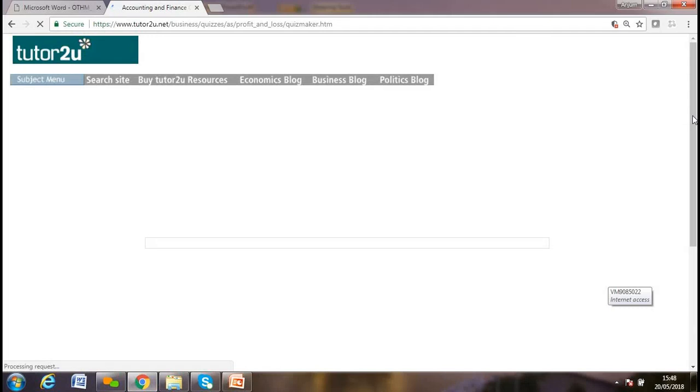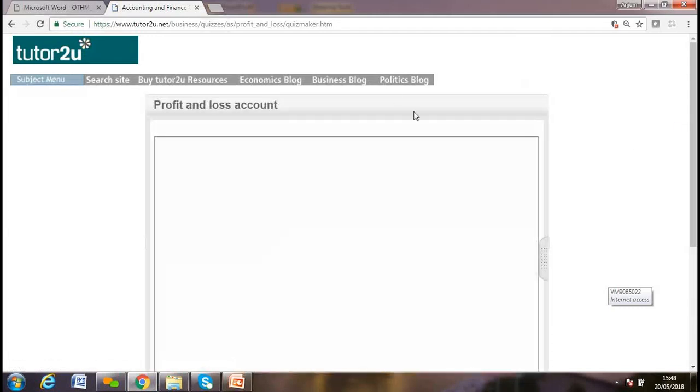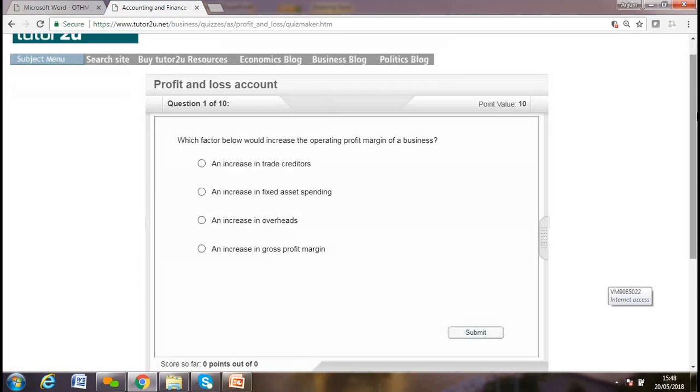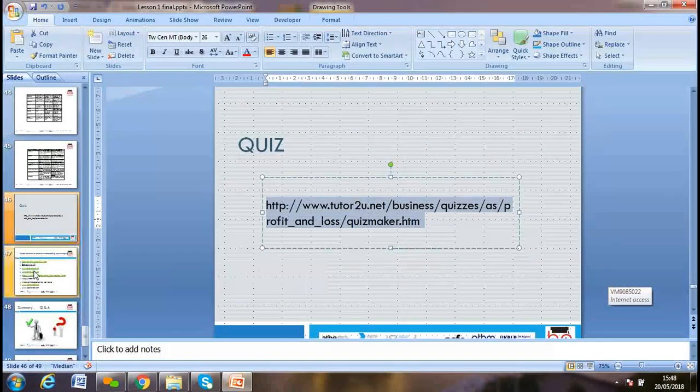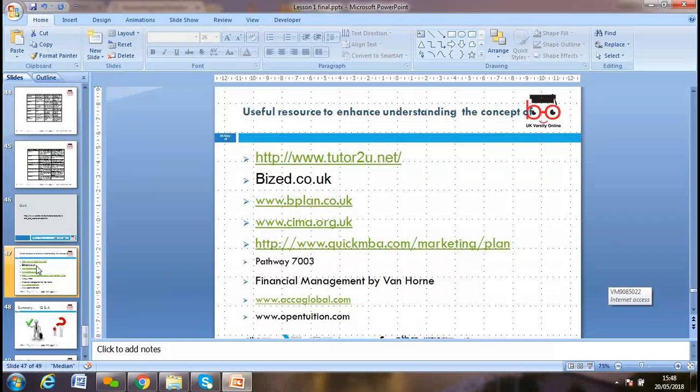Okay, Daniel, you can use this one as well. You can play the quiz later on. This is all about the profit and loss account. We're not doing it now because you can just play with it. These are useful resources if you want to learn more, and when you write your assignment, these websites will help you as well.